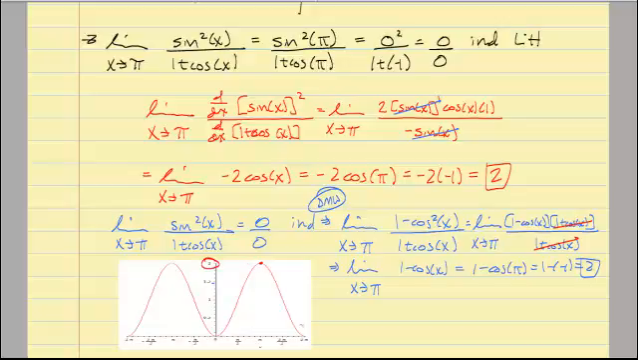Let's go ahead and look at another example next. And this next example, we are going to be getting a solution that I cannot use L'Hopital's with. So for this next example, let's take the limit.